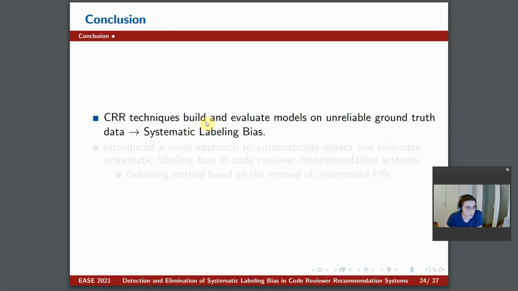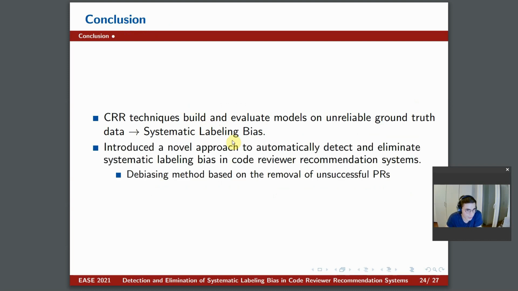And to conclude, we can say that code review recommendation techniques build and evaluate their models on unreliable ground truth data, which is systematic labeling bias. And to remove and also detect such bias, we have introduced an approach which is a debiasing method based on the removal of unsuccessful pull requests.